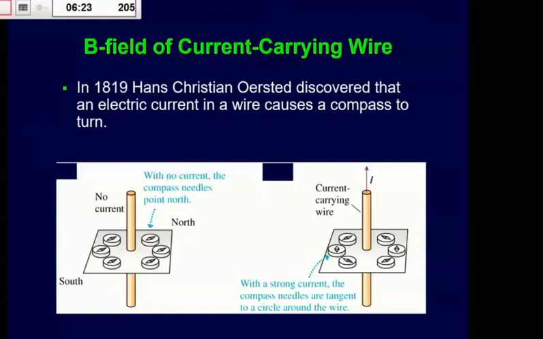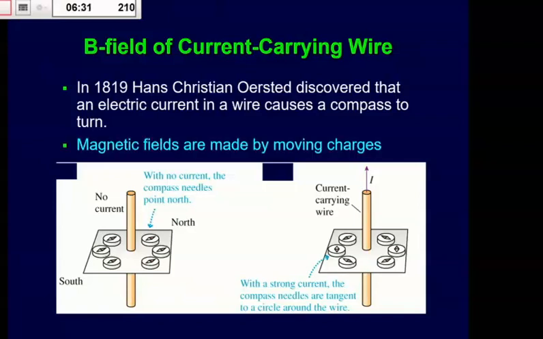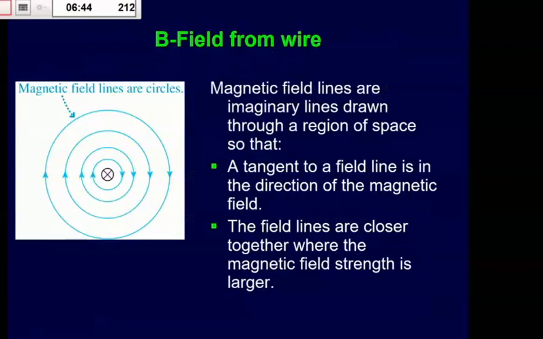And so this was the first time people realized that magnetism was related to current, to the movement of charges, which of course we've been talking about. With magnetic fields, you can always find some moving charge that's causing the magnetic field you're talking about. That's our theme so far in our discussions. And so let's talk more about this.